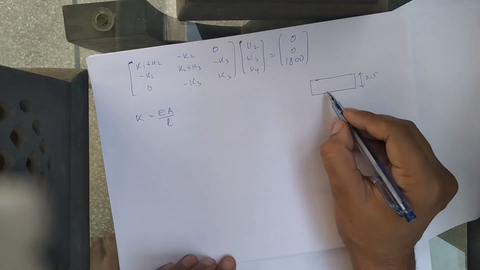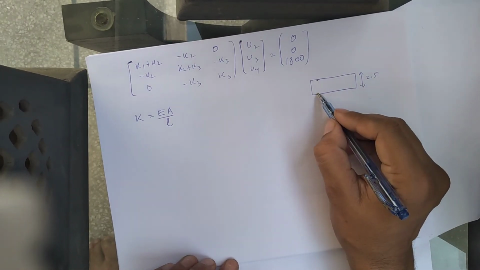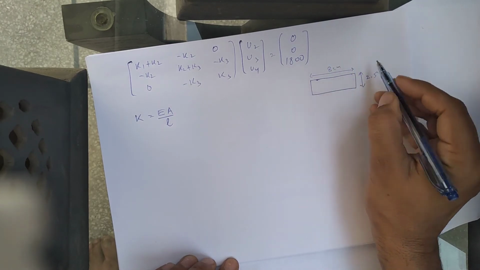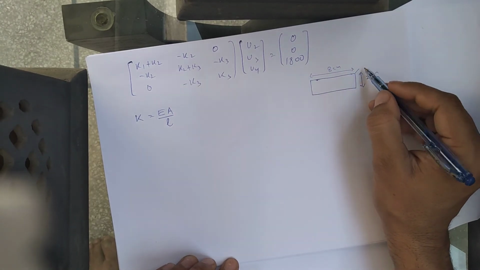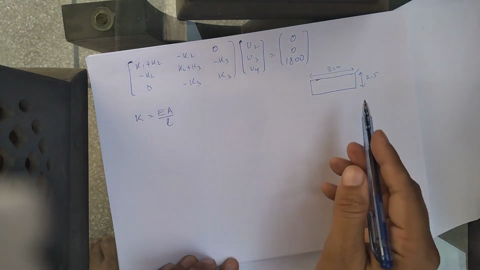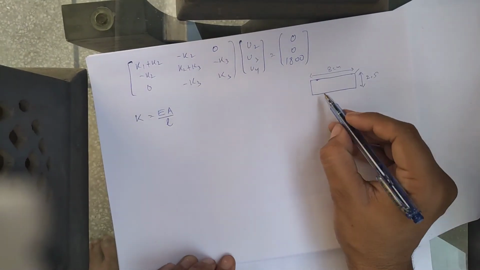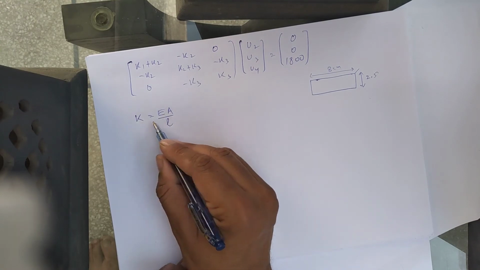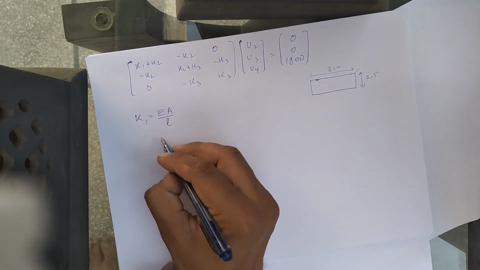And we can find the cross-sectional area because we have this width that was 8 centimeters, and we have the thickness given in the book, right? We will apply a value of thickness. We have the value of E. We can find A. We have the L. So from where we can find K1.